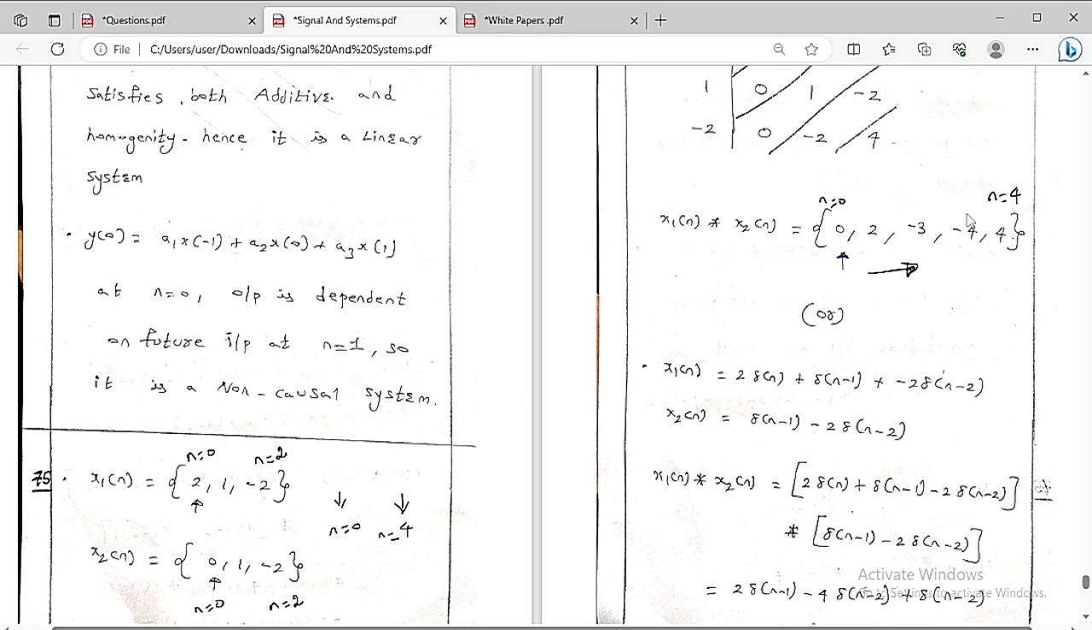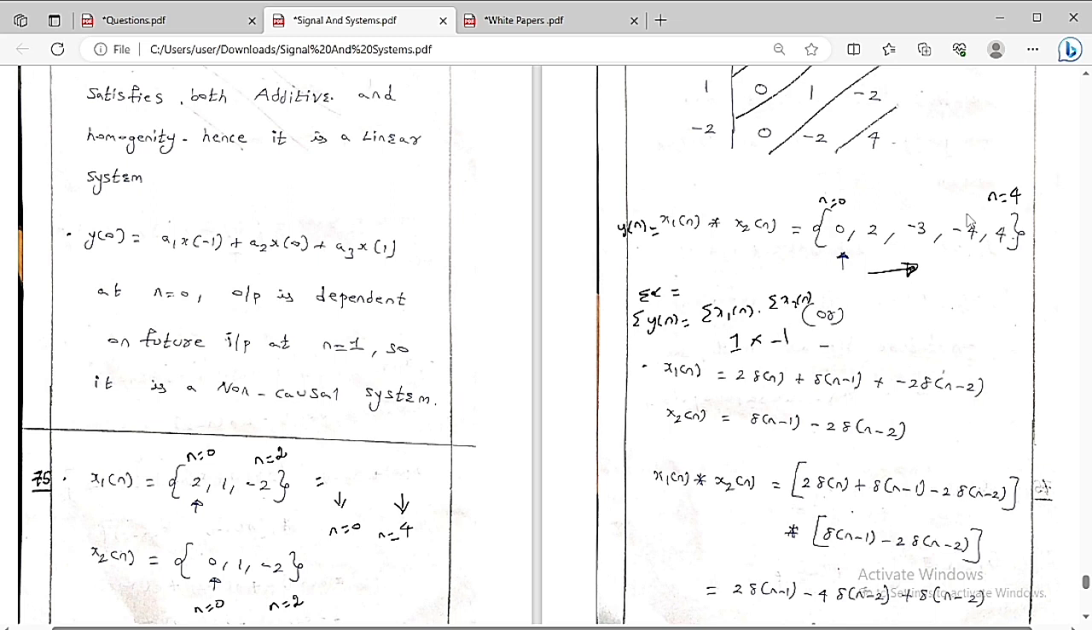Suppose let me assume the result is phi of n. Then sigma of phi of n is equal to sigma of x1 of n into sigma of x2 of n. This I already told you. What is sigma of x1 of n? 2 plus 1 is 3, 3 minus 2 is equal to plus 1. So this one is plus 1 into. What is sigma of x2 of n? 0 plus 1 is 1, 1 minus 2 is equal to minus 1.